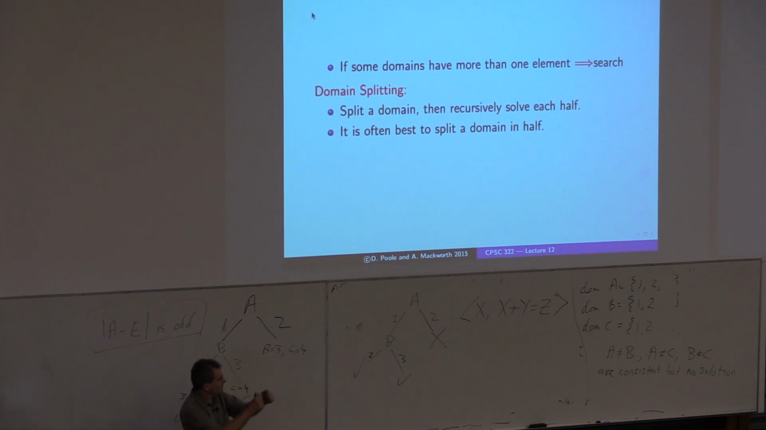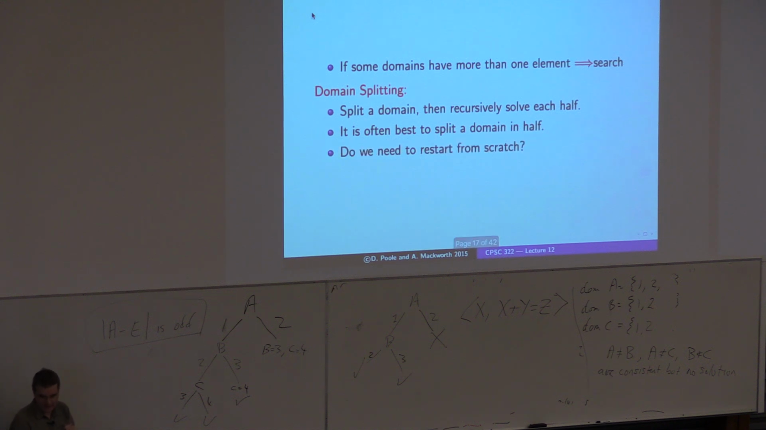Here we divided one element off in 2, but if something has a large domain, it's often useful just to split it in half rather than anything else. We can do arbitrary things in splitting domains. And as we saw before, we don't need to restart arc consistency from scratch, because remember the rule that when we need to recheck arcs, we only need to recheck an arc if the other variables have changed. So once we've reduced the domain, we don't need to start arc consistency from scratch.